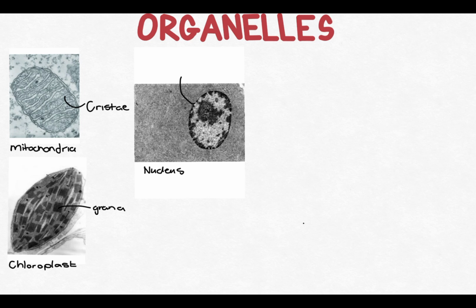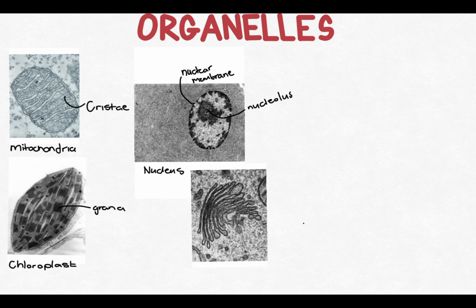Now, the nucleus has a nuclear membrane, also has a nucleolus, and then nucleoplasm. The function of the nucleus is for the storing of our genetic material. It's also responsible for the manufacturing of ribosomes. We then have the Golgi apparatus, and we won't have too much to do with them in IGCSE. So the Golgi apparatus has a function of sorting and then exporting chemicals and substances out of the cell.